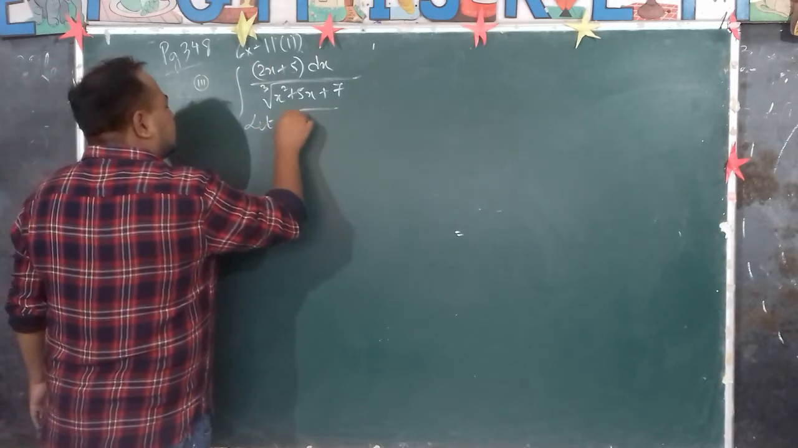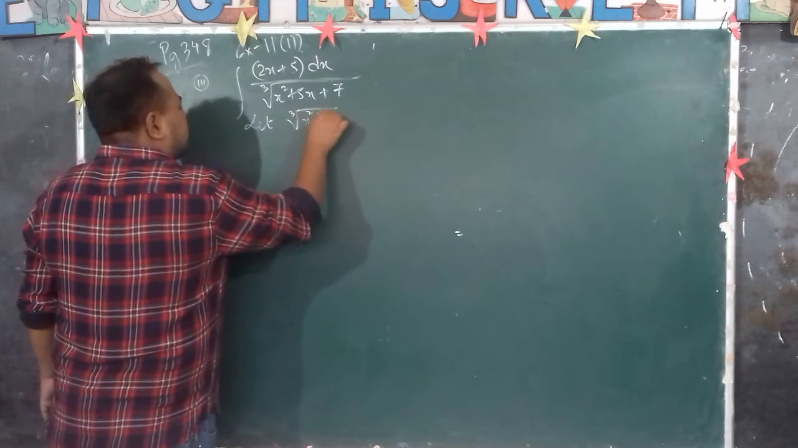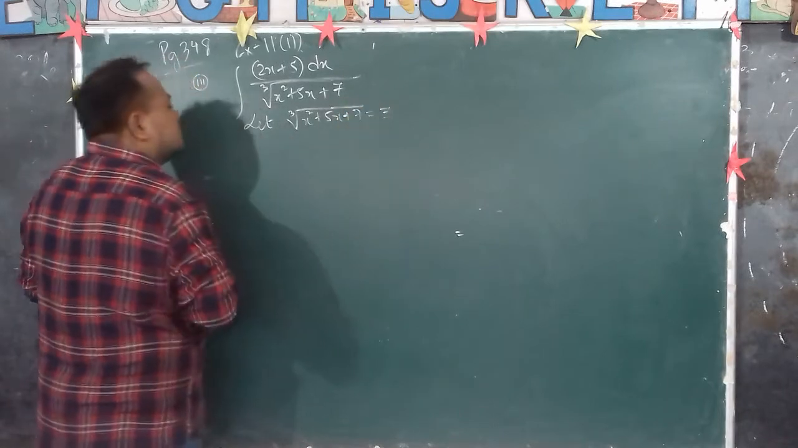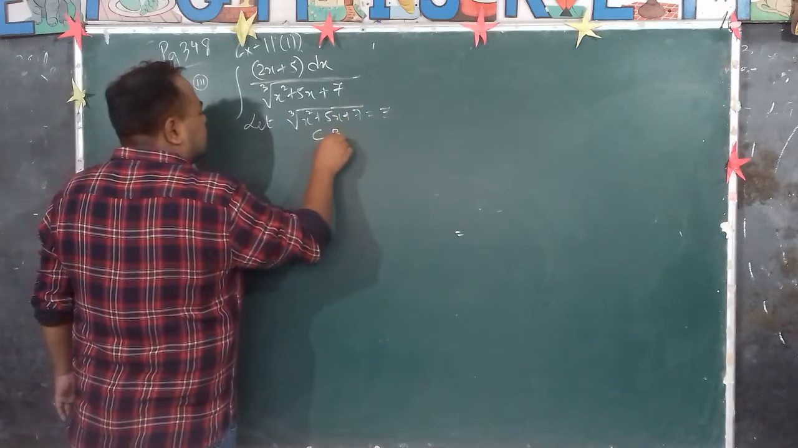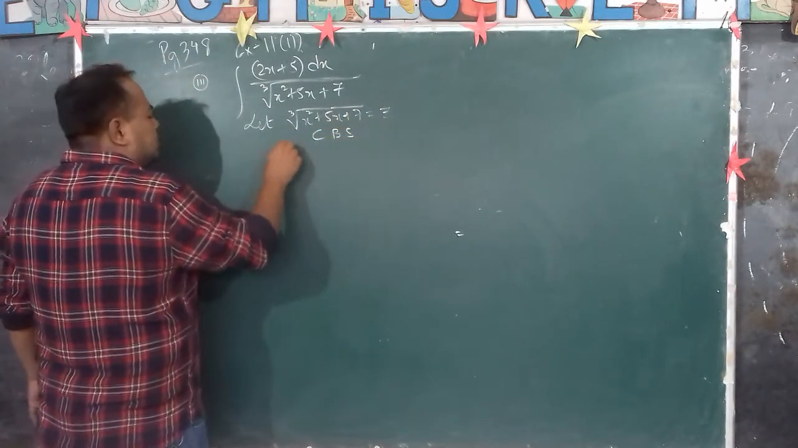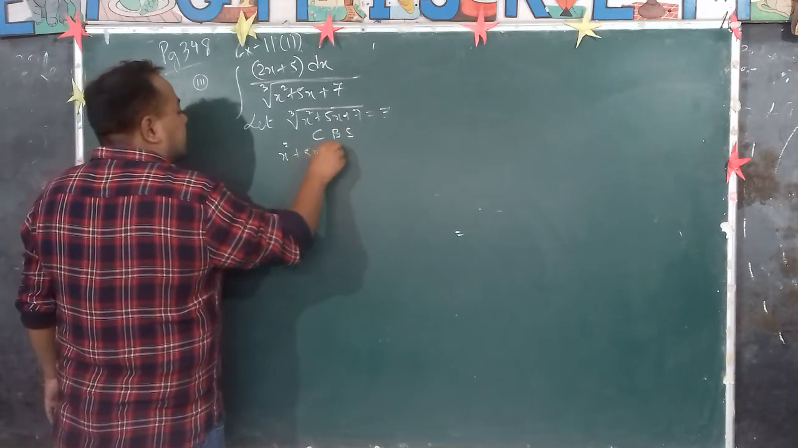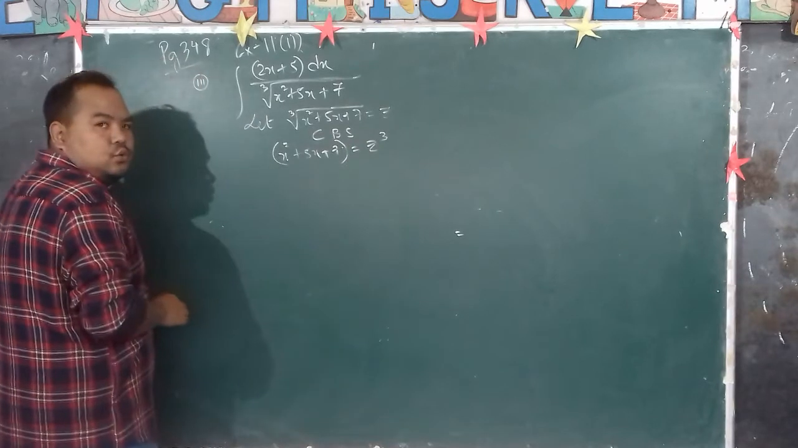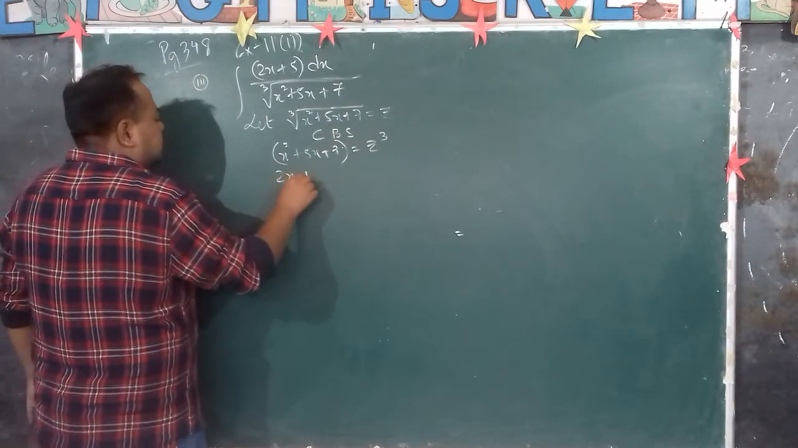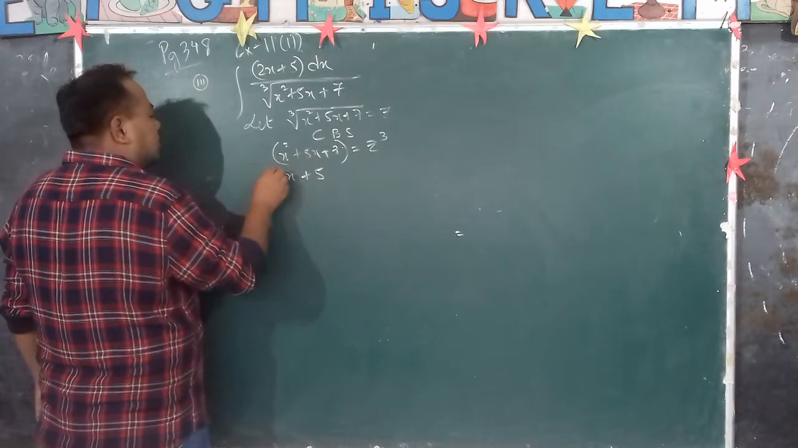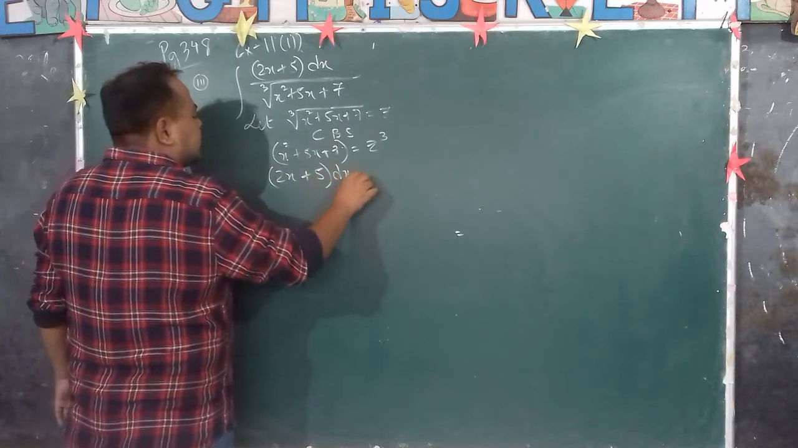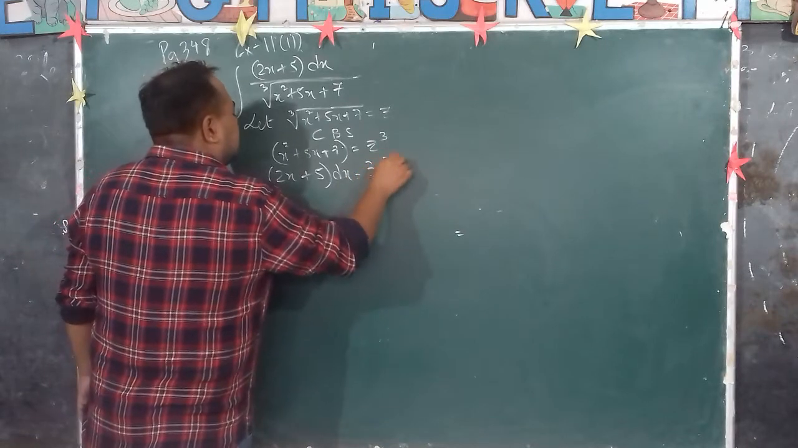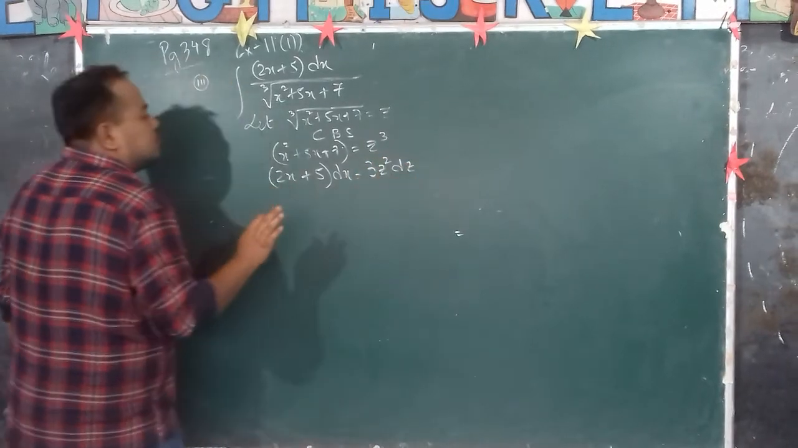So let cube root of x square plus 5x plus 7 equal to z. You remove the cube root, so what do I write? Cubing both sides, you get x square plus 5x plus 7 equal to z cube. Now step number 2, differentiation. So 2x plus 5, differentiation of x is 1 and 7 is 0. So after differentiation I told you to write dx, and what's the differentiation of z cube? 3 comes in front, so you get 3 z square dz. I hope you understood till here.